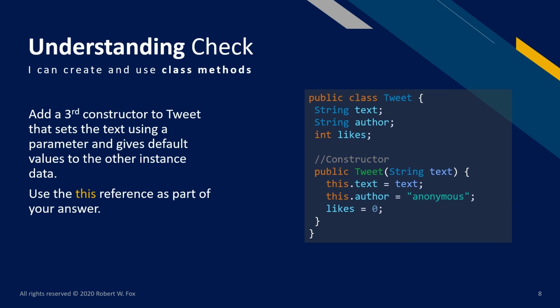The only time I need to use the this reference, generally speaking, is to get rid of ambiguity when I have two variables, or it could be two methods that have the same name.